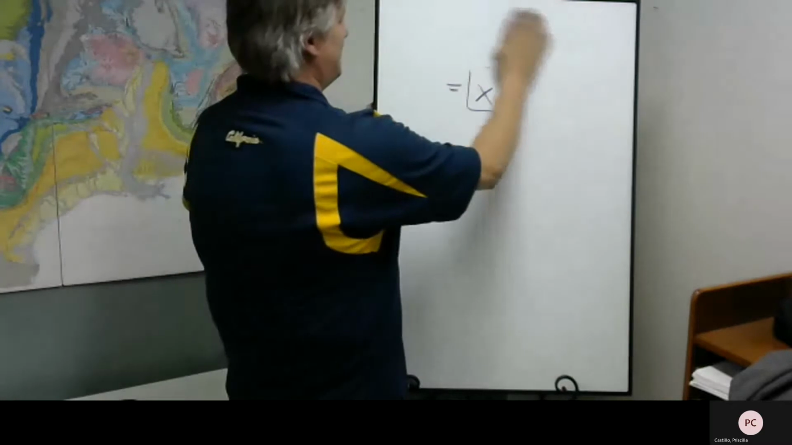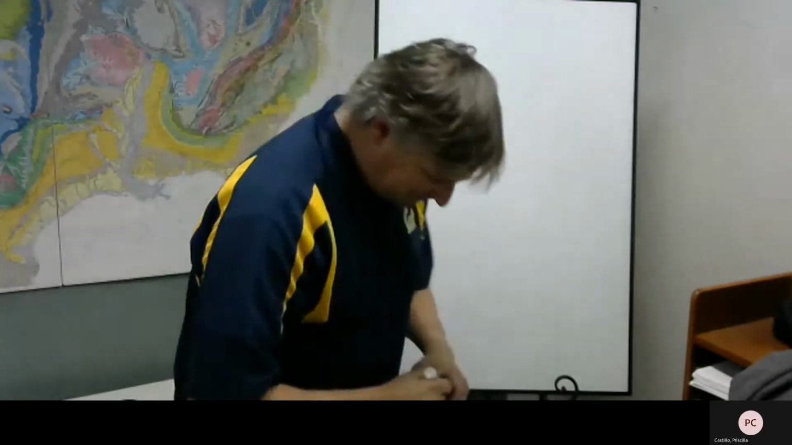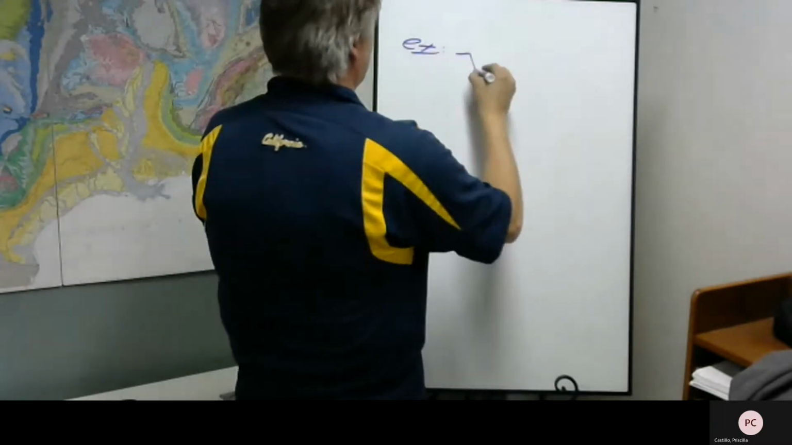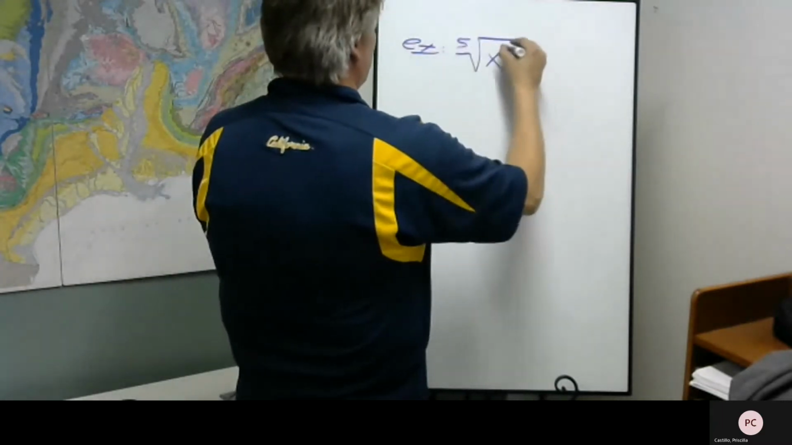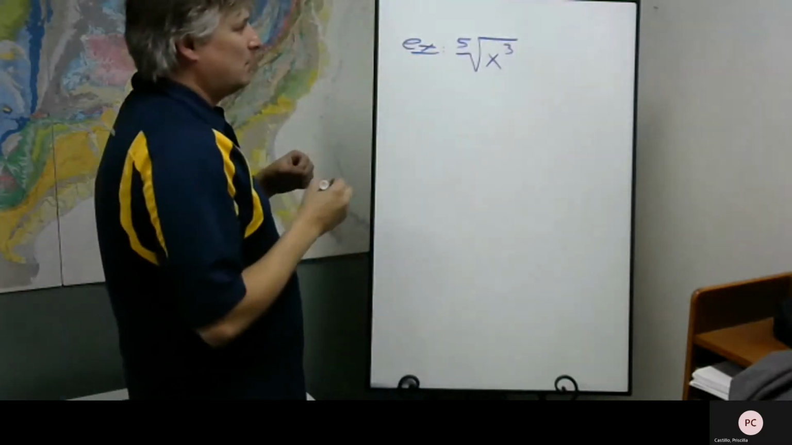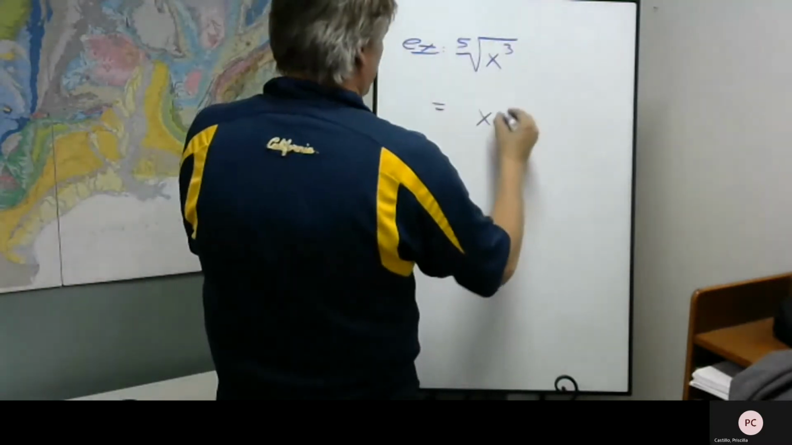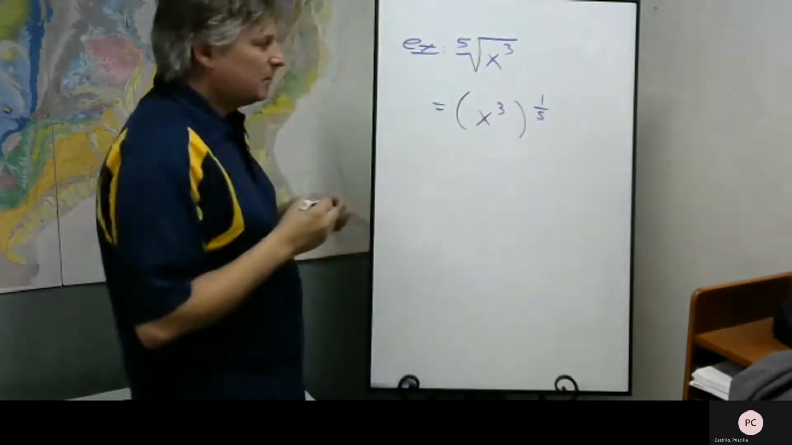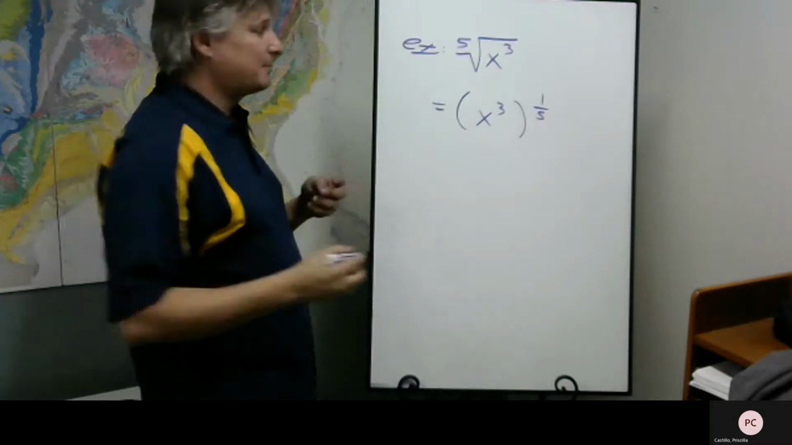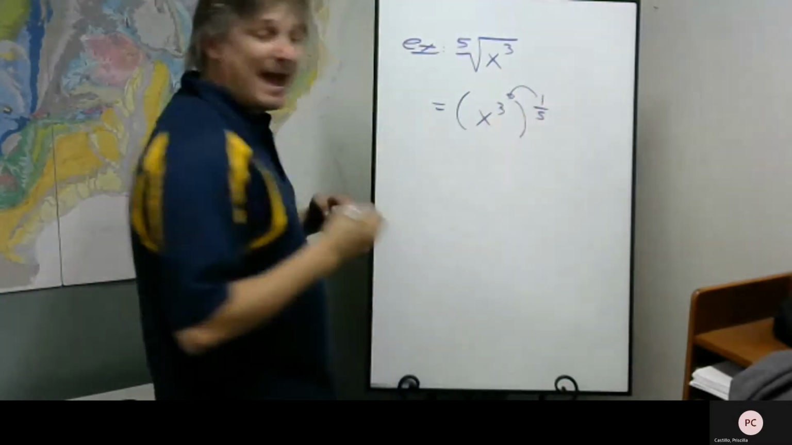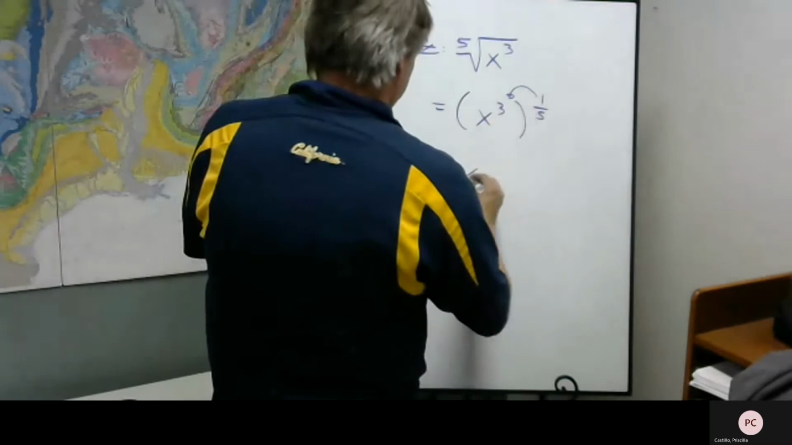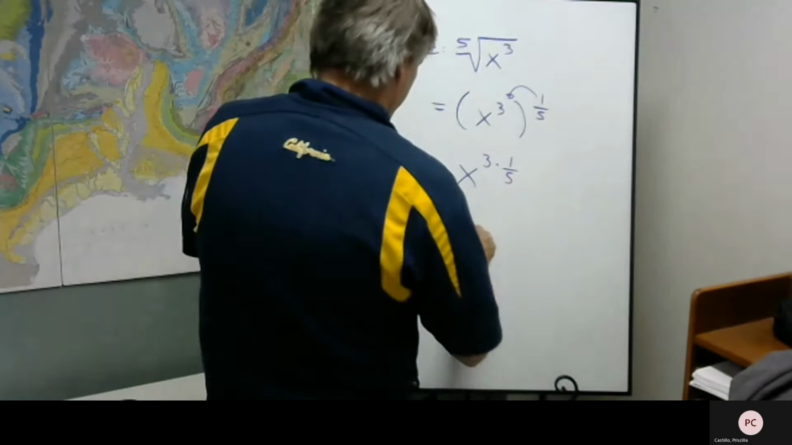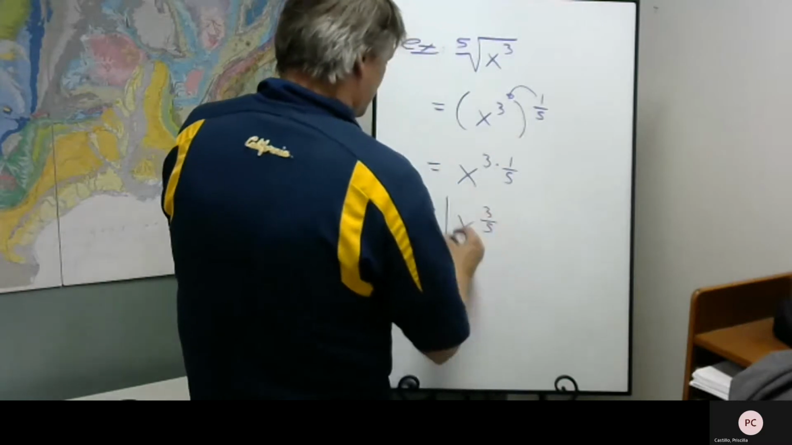Now let's say we have something like this. Well, what we can do is x to the 3rd, and we're taking the 1/5 exponent, and we use that rule from chapter 1. We'll distribute as an exponent. That will give us x to the 3/5.